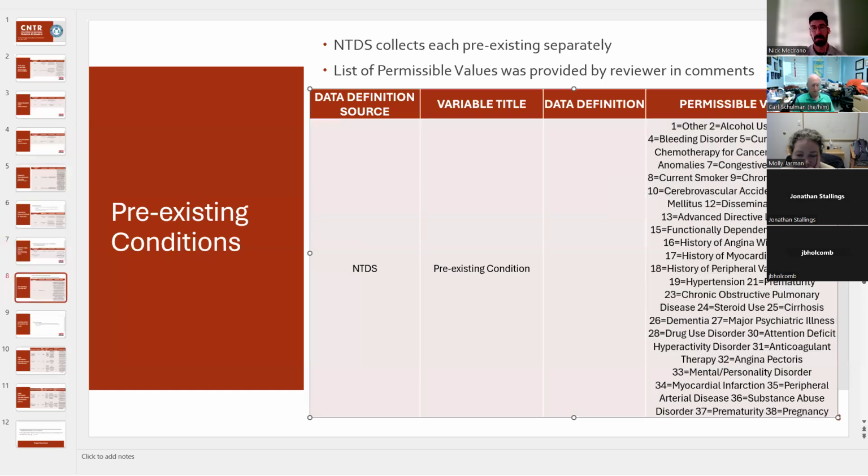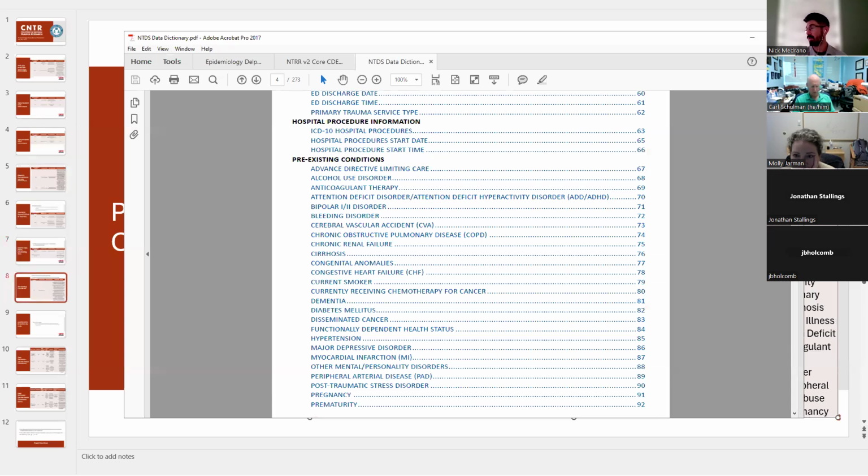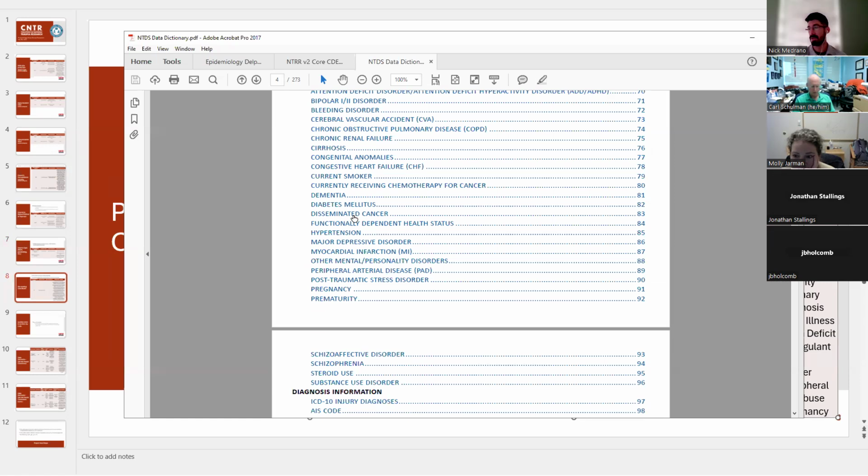For the TQIP, do you have the TQIP data dictionary? I have it in an Excel file. I mean, does Nick have it? This is the version that I'm using. So I've cross-referenced what was provided as those permissible values with these pre-existing conditions here.